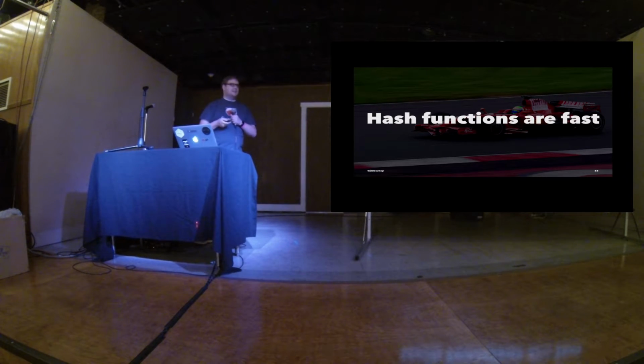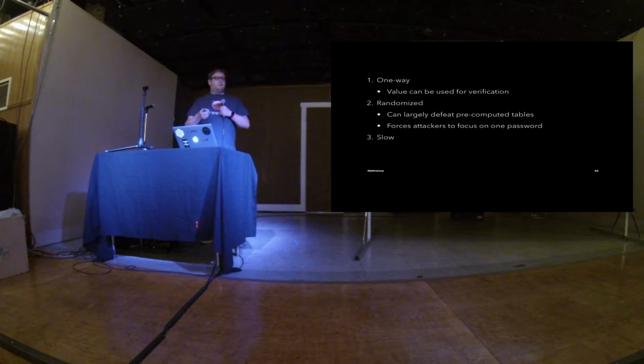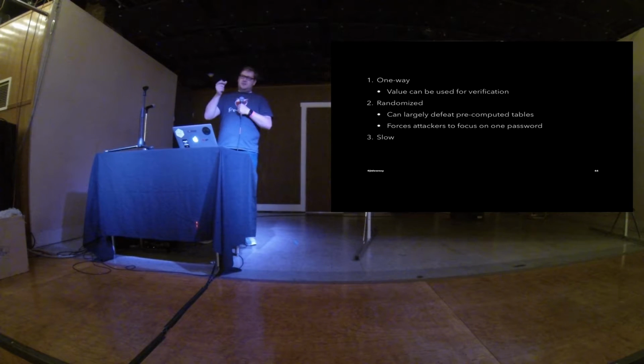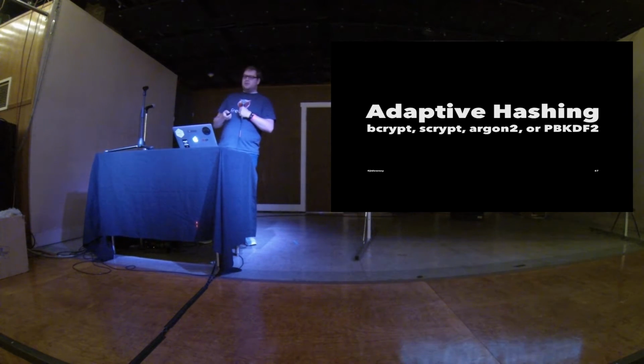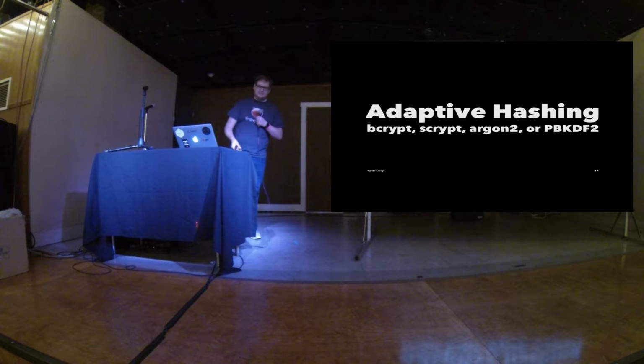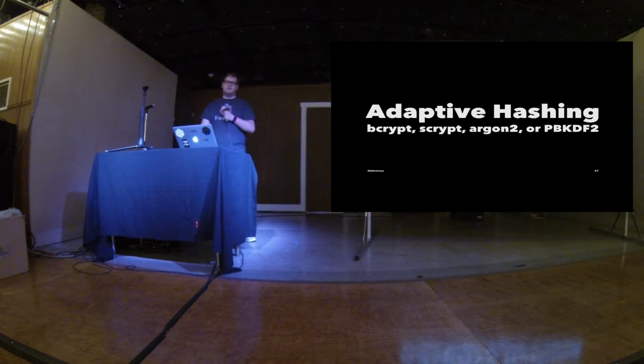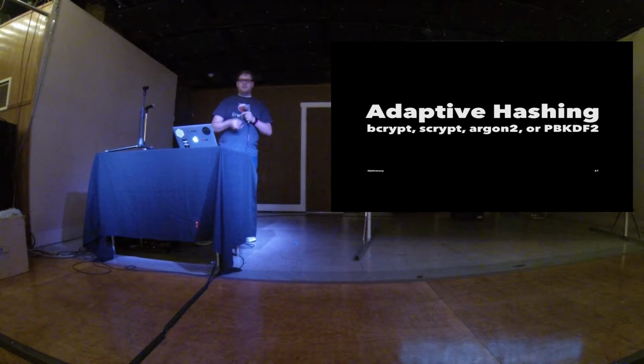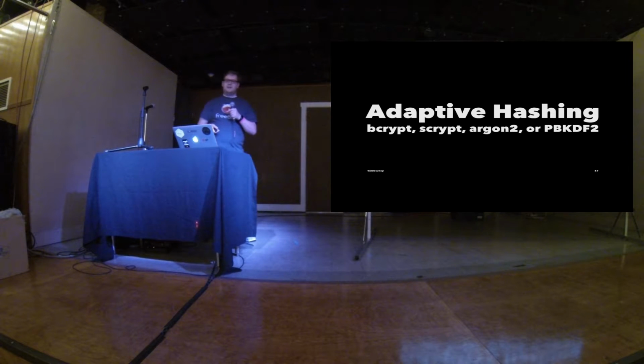They're meant to be fast because you want your TLS connection to be fast. So what we actually want is one that can be adaptively slowed down. And those are called adaptive hashing functions. There are a bunch of them out there. I honestly don't care which one you use as long as you're using one of them and you correctly tune it so that it's as slow as it needs to be. So bcrypt, scrypt, argon2, pbkdf. Argon2 is like the new hotness on the street because it won the password hashing competition.